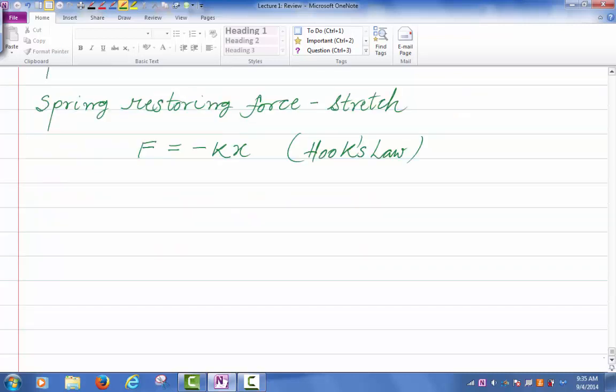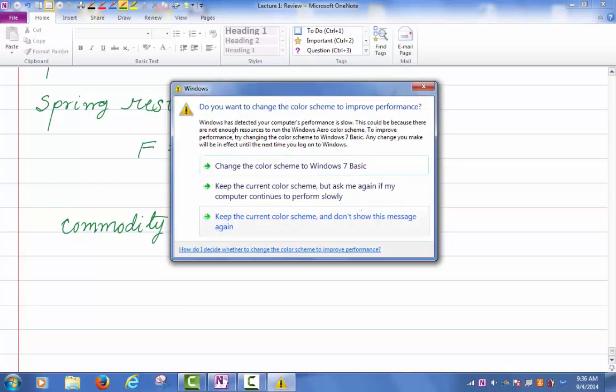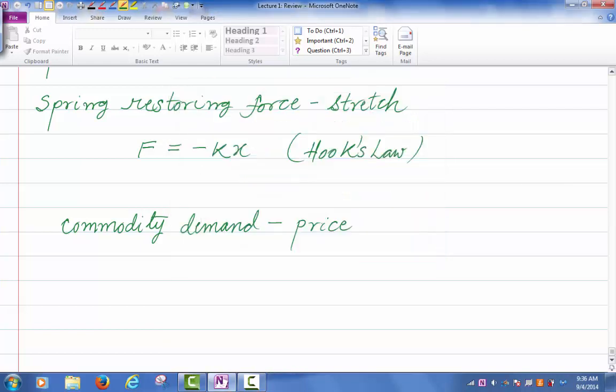And we also saw some examples from economics, like commodity demand versus price. Here what I mean is the quantity of a specific product that is demanded by consumers at a given price. So given a price, what quantity of a product is demanded by consumers in a market. That's what I mean by commodity demand.